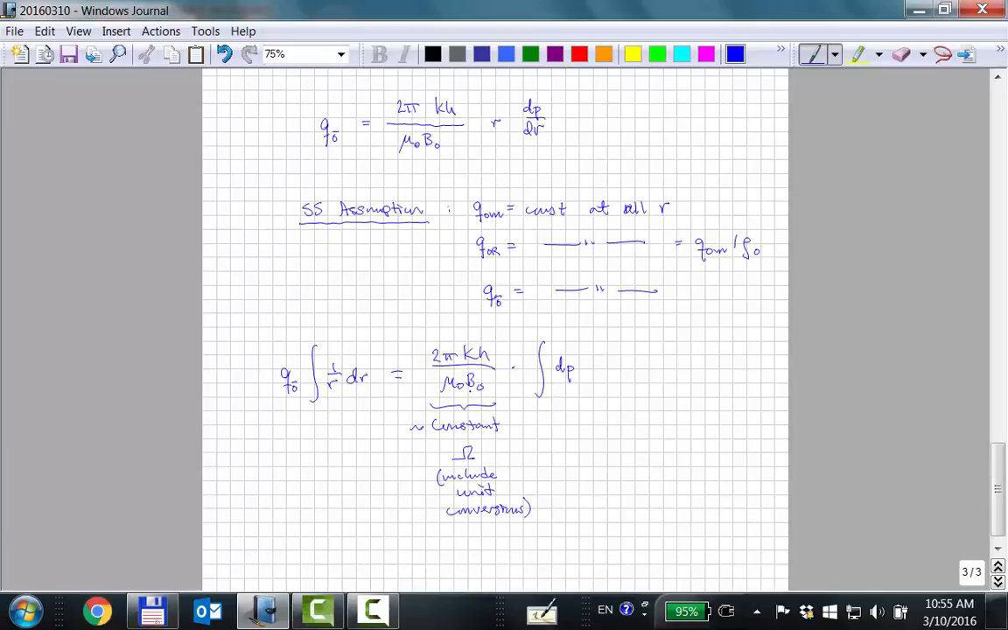Actually, what I'm going to do is I'm going to do it like this. KH will always pull out. But this term here, the 2 pi has to do with being a radial cylindrical geometry. We could change that. The mu O BO, if it was a gas or water or something, it could be different. So I'm going to call this part constant and then put the KH. It's also constant out here.